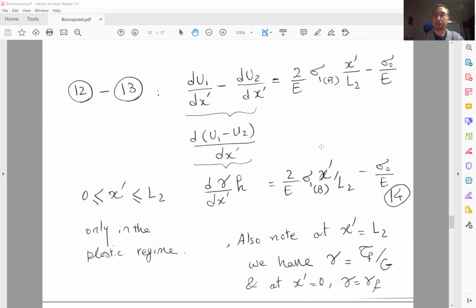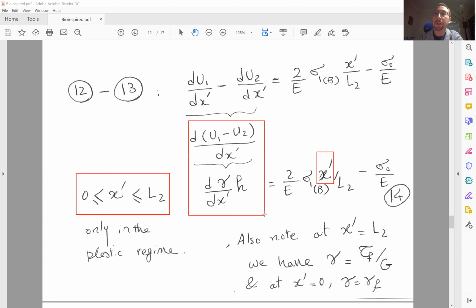One thing I want you to pay attention to, and do not ever forget, is that this analysis is only valid for the plastic region in the matrix, because only in the plastic region can I bring this linear dependence on x prime into the picture. But also keep in mind that this relationship will always hold. This is our compatibility relationship: the shear strain in the mortar is equal to u1 minus u2 divided by h.